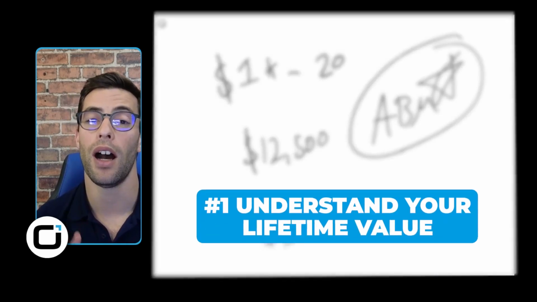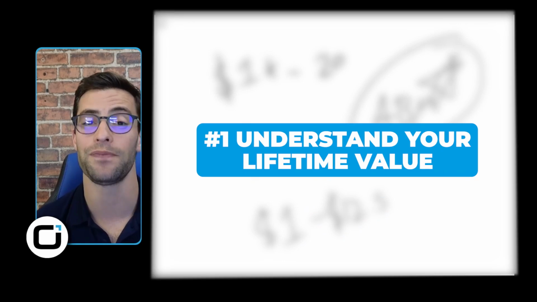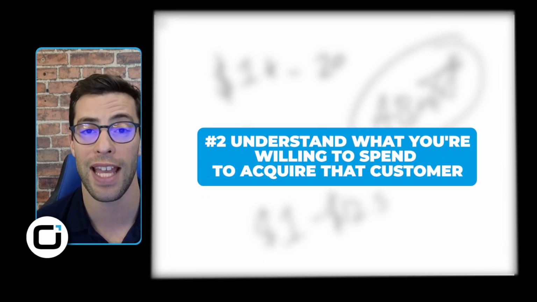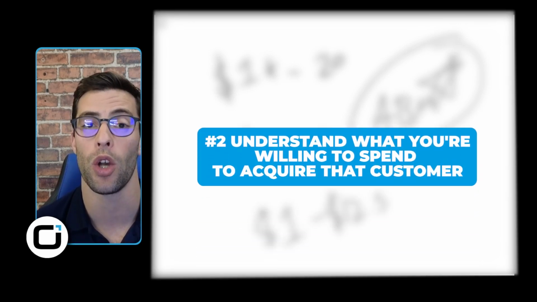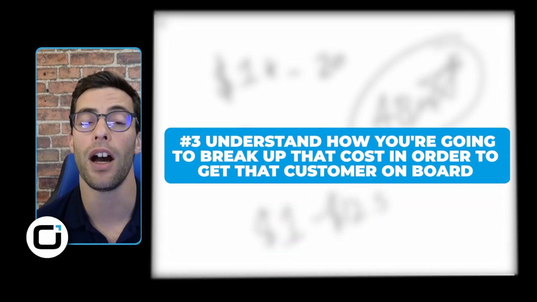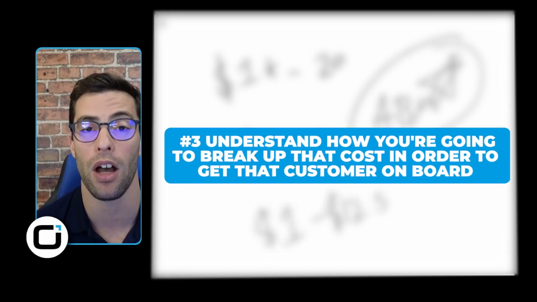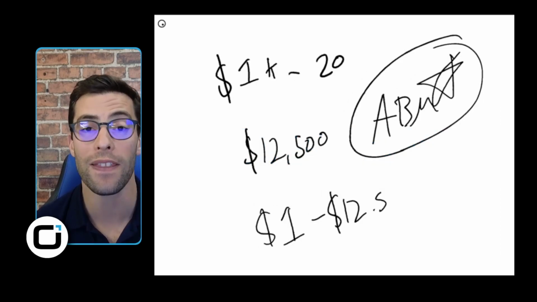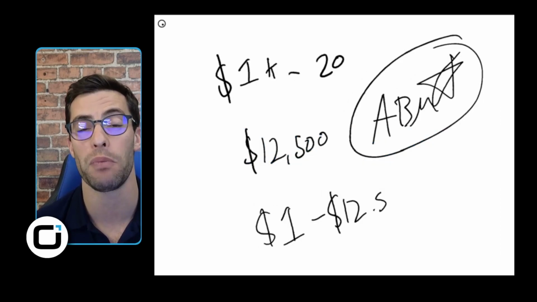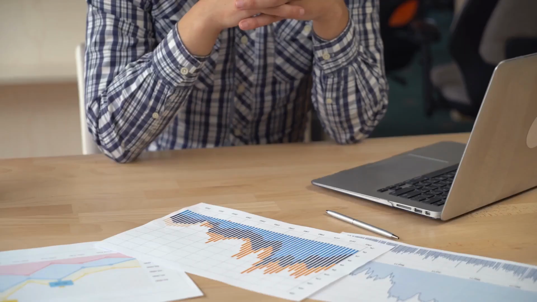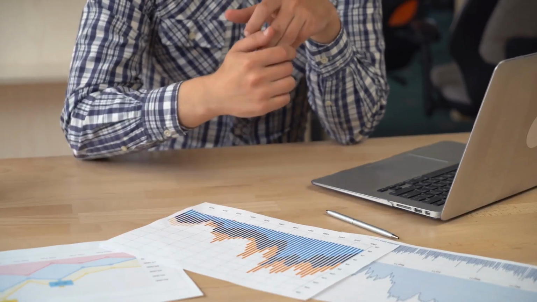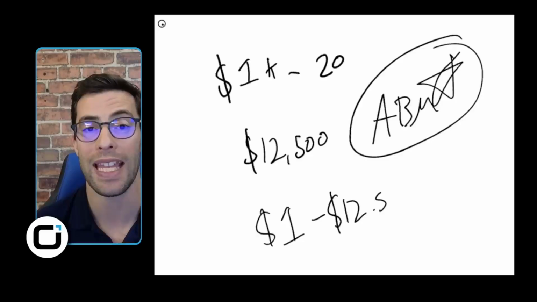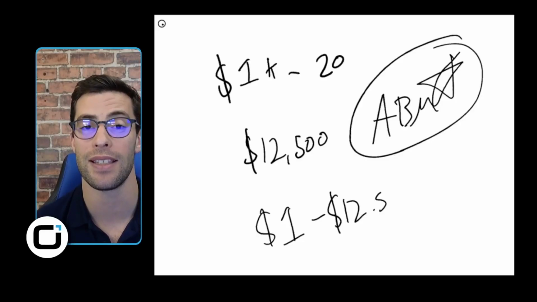So number one, understand your lifetime value. Number two, understand what you're willing to spend to acquire that customer, and then understand how you're going to break up that cost in order to get that customer on board with your conversion rates in a manner that speaks to the money you need to spend to bring them in. That is account-based marketing math. It is amazing how easy it is once you break it down into those simple, easy to see buckets.